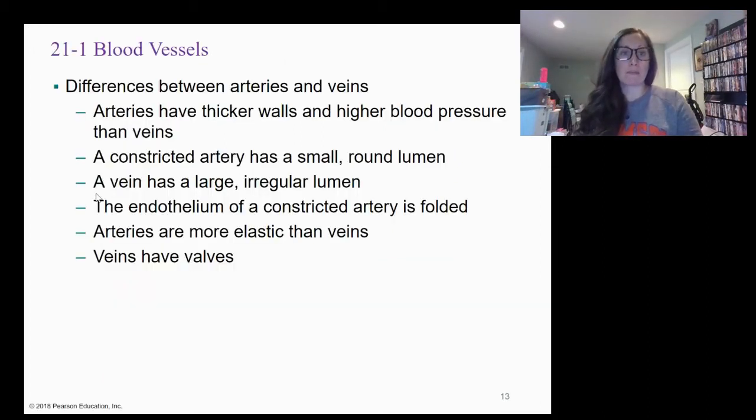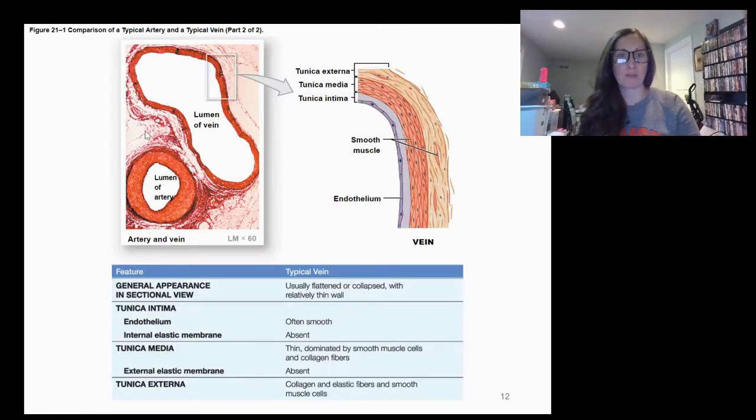You can see here listed some of those differences, some that we've already talked about, and a couple that we will see momentarily. So again, the thicker tunica media in the arteries allows for that higher pressure within the arteries. The lumen for an artery is much smaller and much more rounded compared to the vein, which has that very large and irregularly shaped lumen. Let's jump back here so we can see that. Pretty fairly rounded, and then again, that kind of larger lumen or irregular shape.